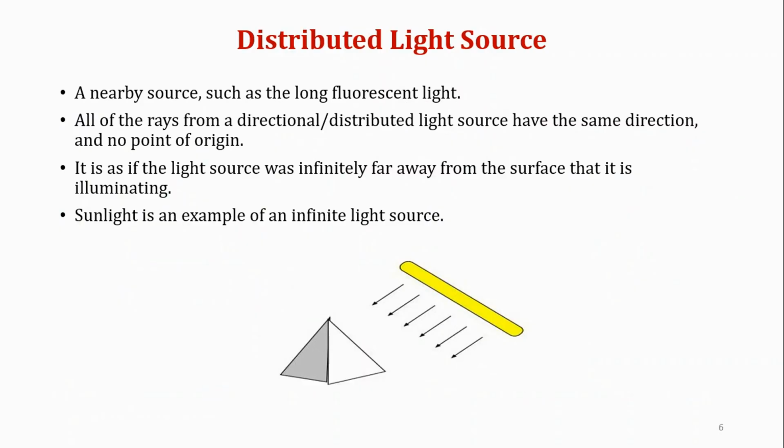Next is the distributed light source. A distributed or directional light source emits parallel light rays. The source is assumed to be infinitely far away, therefore all the rays travel in the same direction. Even though the sun is extremely large and far away, the rays appear parallel when they reach the earth. So directional light simplifies illumination calculations and is widely used in outdoor scenes. That is distributed light.